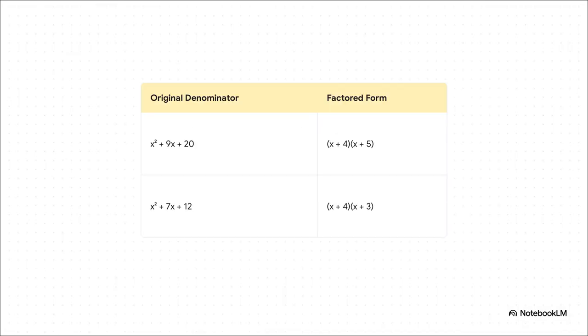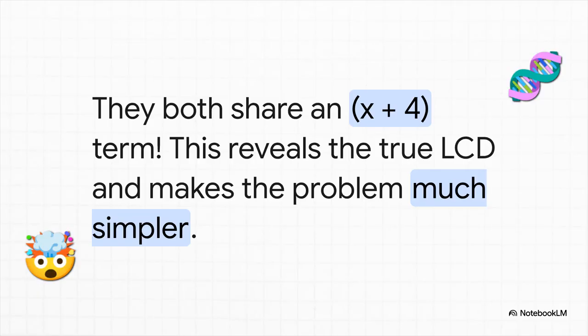And here's why. These are the two denominators from that first problem. In their original form, they look like they have nothing in common. But watch what happens when you factor them. You break them down into their building blocks. And there it is, the aha moment. It turns out they both share a piece of DNA. They both have an x plus 4 term. This is the magic of factoring. It reveals the hidden connections.